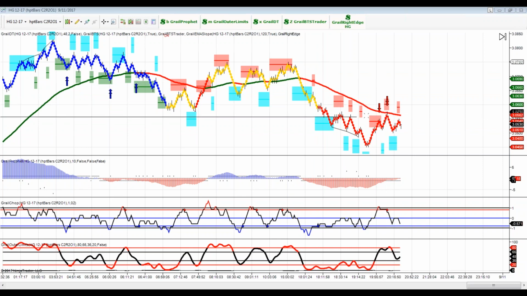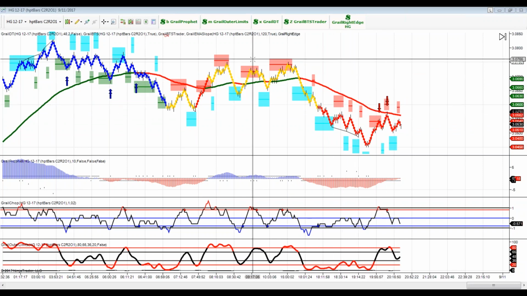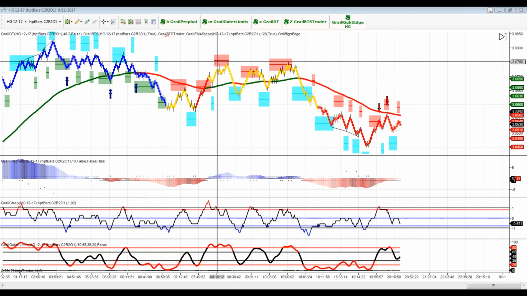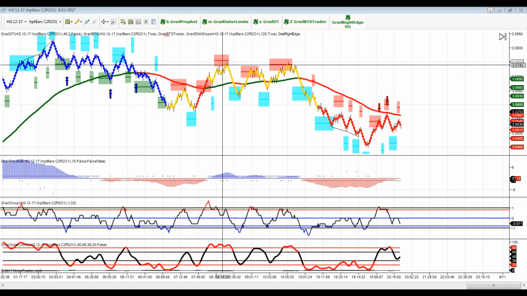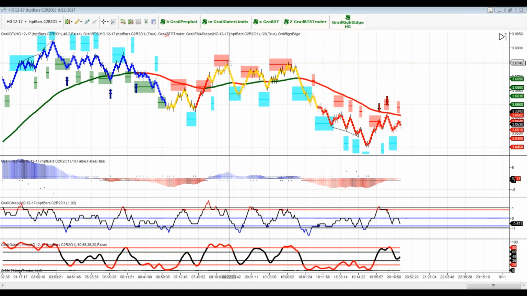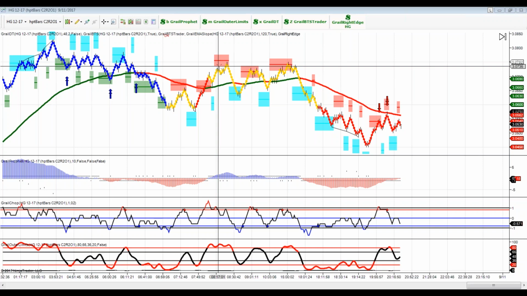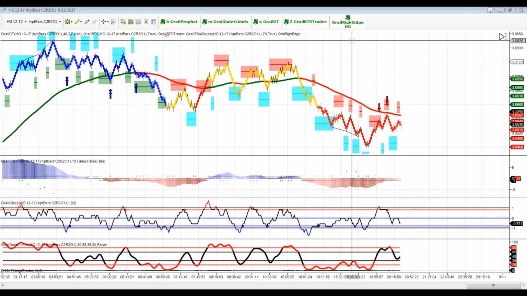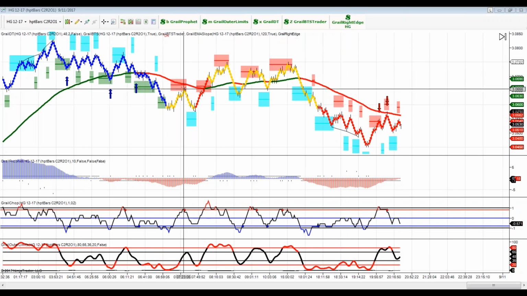Okay, so again, those are generally very powerful setups. Normally you won't be getting arrows triggered on your Grail BTS trader because these really are Grail BTS 3 trades. Okay, and most of the time the Grail 3s are turned off. I can show an example where I turn it on, and I'll show that, but I wanted to show this example here.